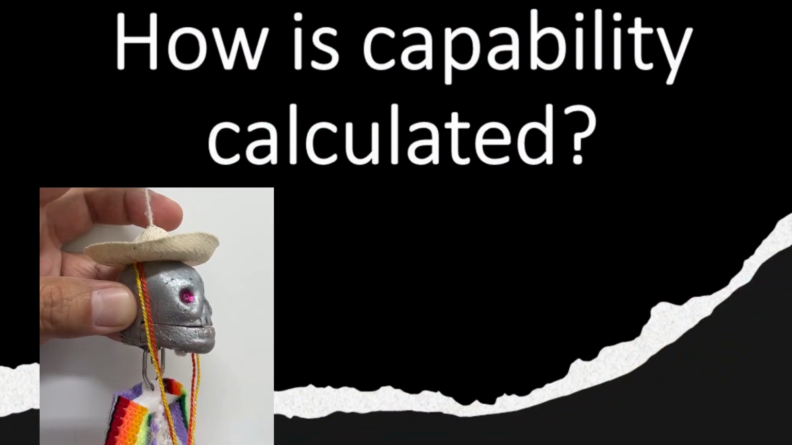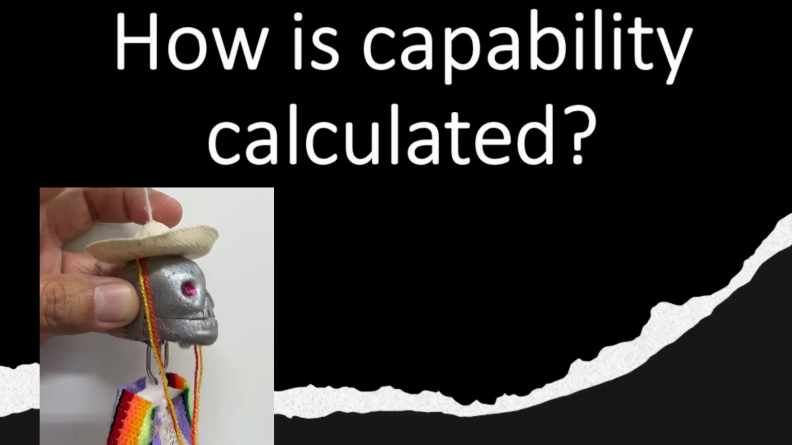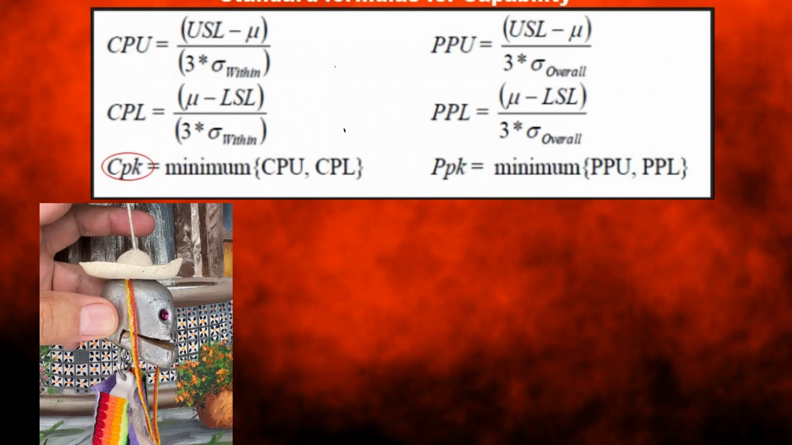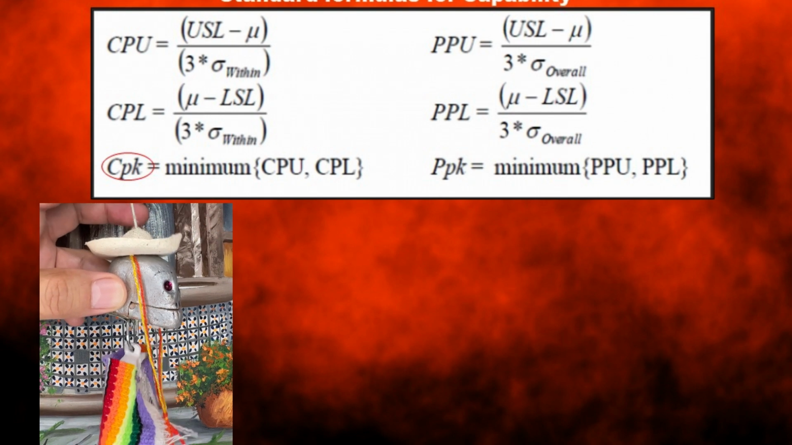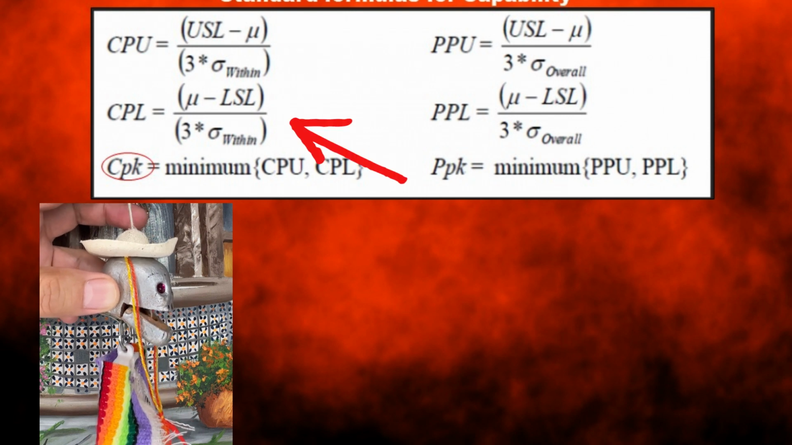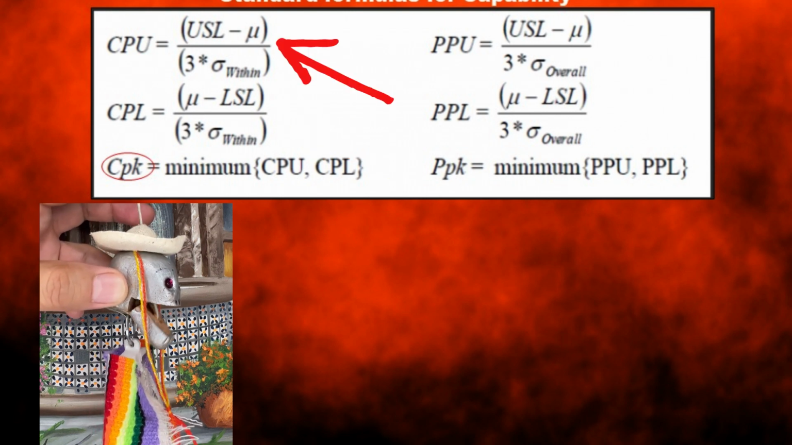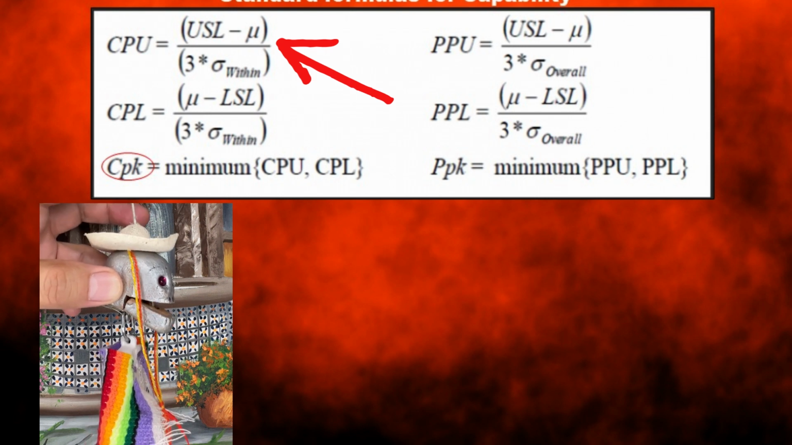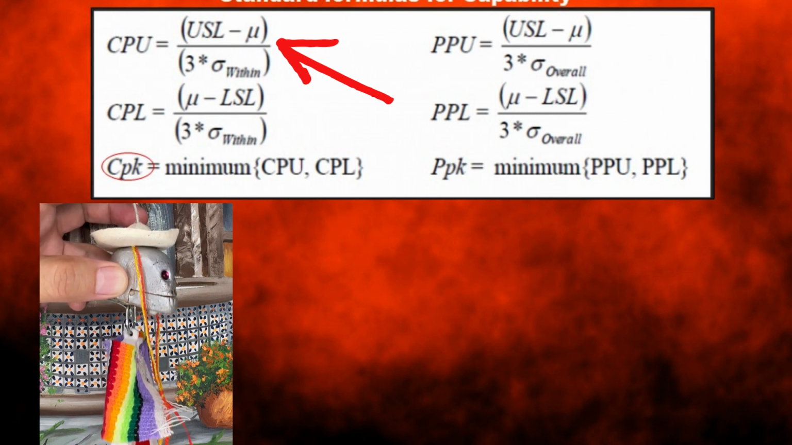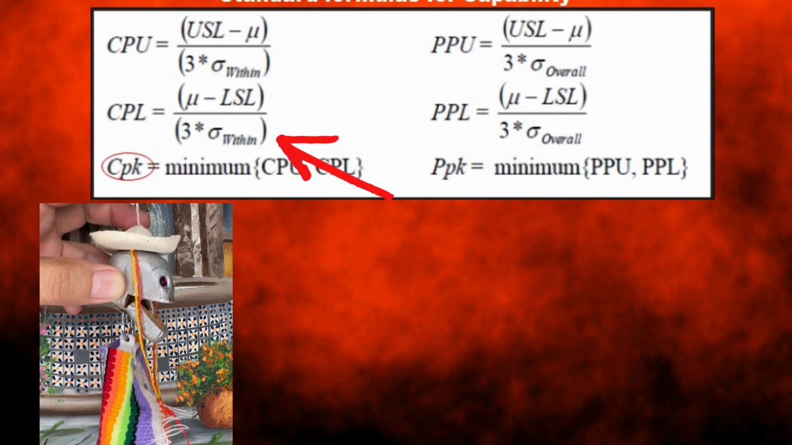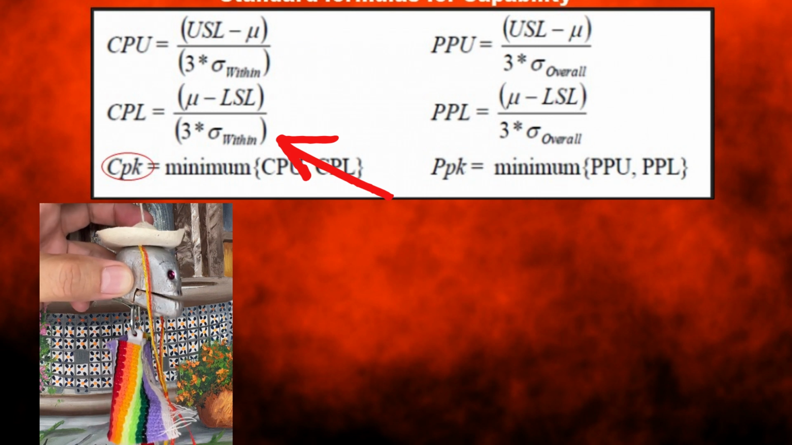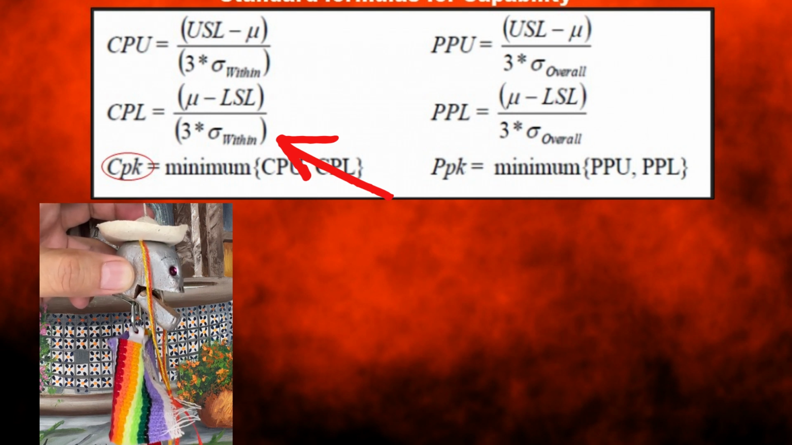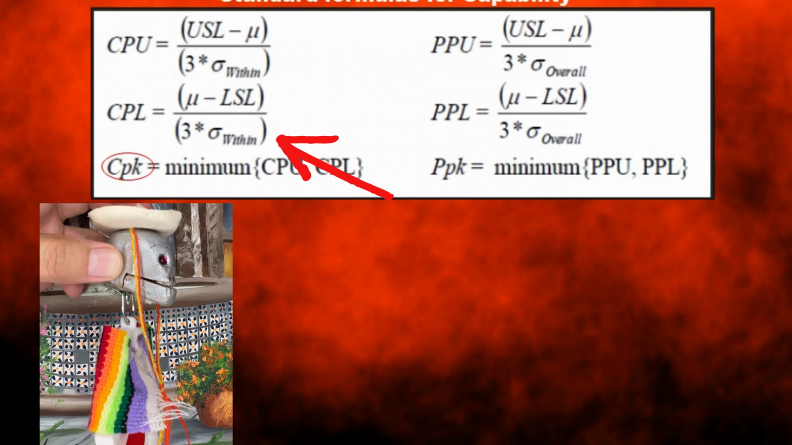Juan, how is capability calculated? Easy. Let me show you the formulas. As you can see in this formula, the CpK is the minimum value between the CPU and the CpL. The CPU is calculated by subtracting the upper specification limit minus the mean of the sample and dividing all that between 3 times the standard deviation, while the CpL is calculated by subtracting the mean of the sample minus the lower specification limit and dividing all that between 3 times the standard deviation.